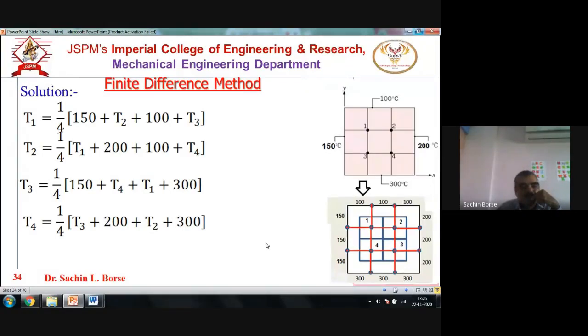Okay. Then T3, see top diagram. So left is 150, right is T4, top is T1, and bottom is 300. We will go to the T4. Left is T3, right is 200, top is T2, and bottom is 300. Okay. So in this way, you can see evaluating is very easy.